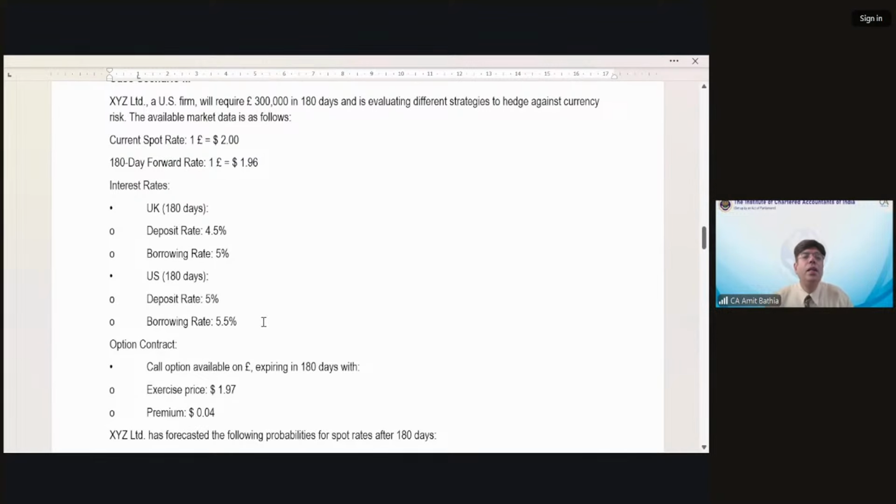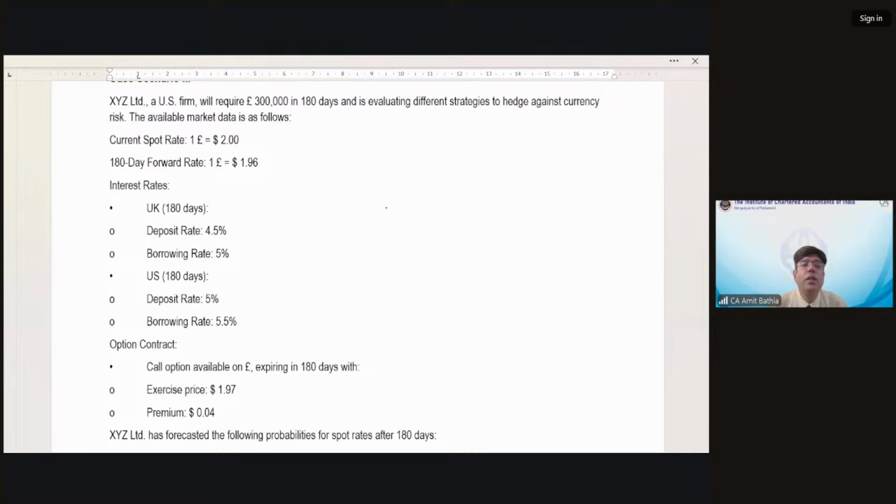XYZ Limited, a US firm, will require £300,000 in 180 days and is evaluating different strategies to hedge against currency risk. The available market data is as follows. Current spot rate, 1 pound is equal to $2. 180-day forward rate is 1 pound is equal to $1.96.